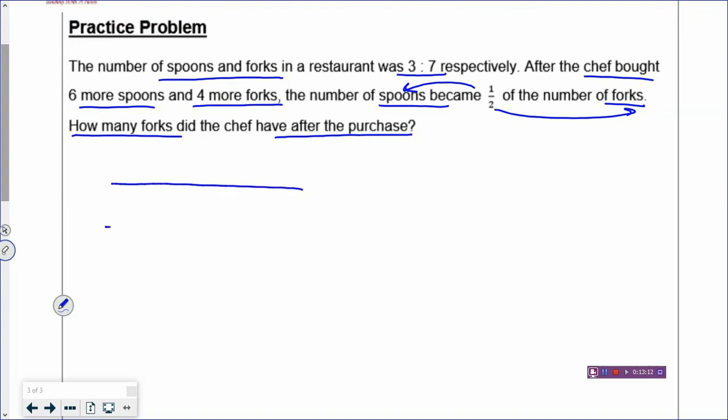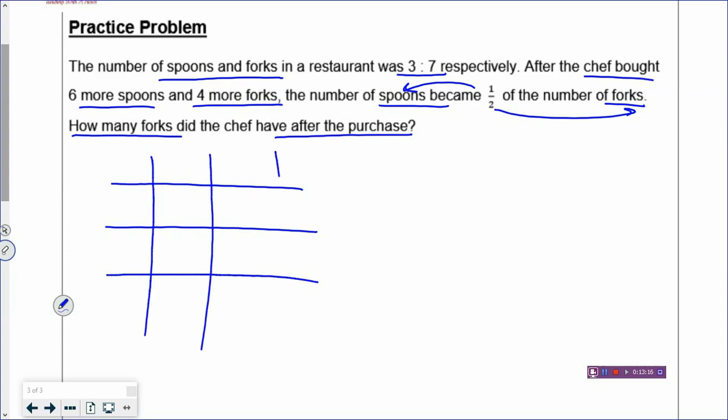Alright, same thing. If everything changes, I always like to use the table, right? The table method. So that I don't have to think very hard on how to draw the model, even though I can.